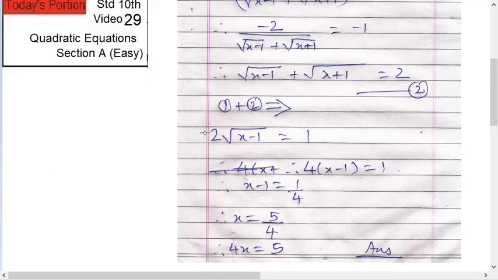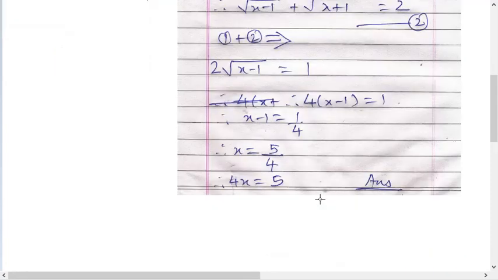Okay. Therefore, bring 2 on the other side. Root of x minus 1 equals to 1 upon 2. Therefore, x minus 1 equals to 1 upon 4. Right? Okay. Therefore, x equals to 5 upon 4. Therefore, 4x equals to 5. This is normal solving, as we solve the normal brackets.